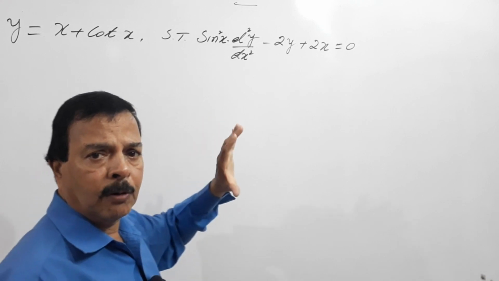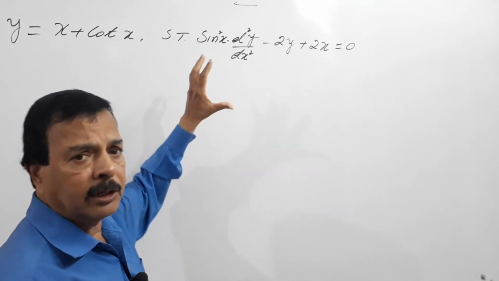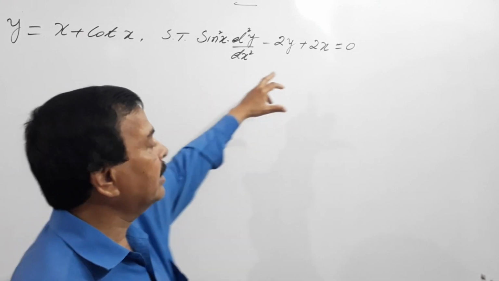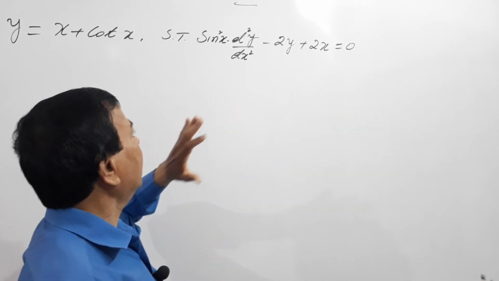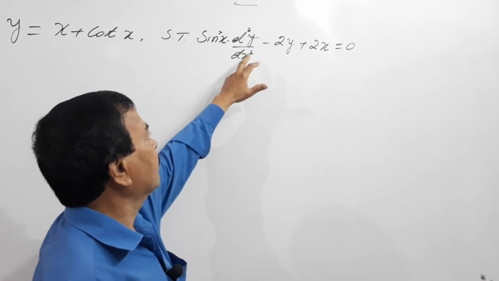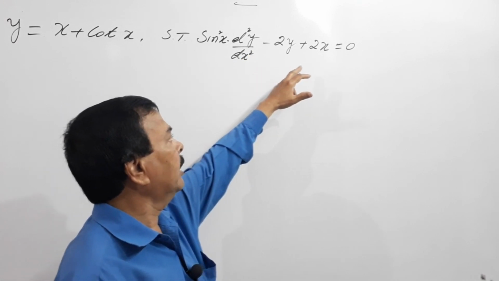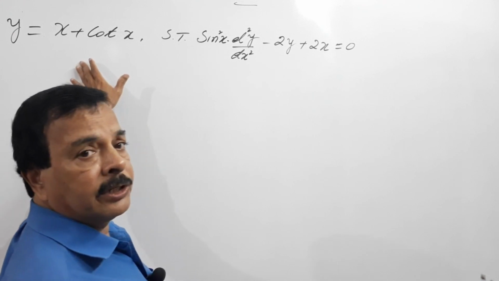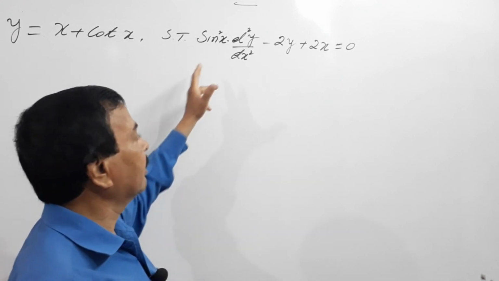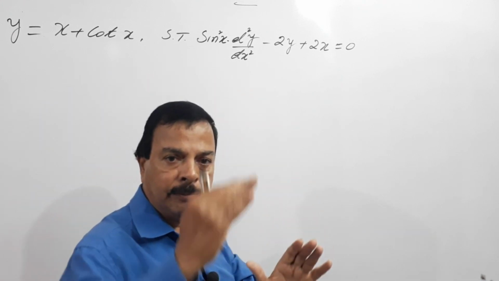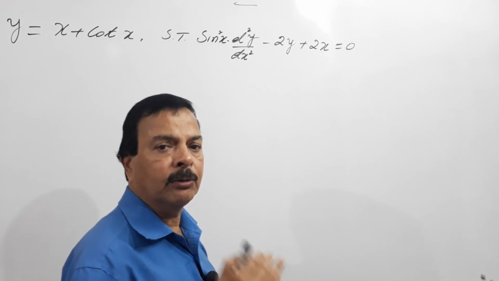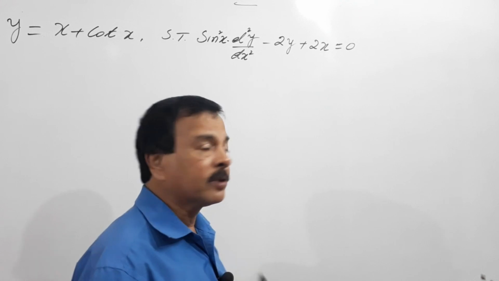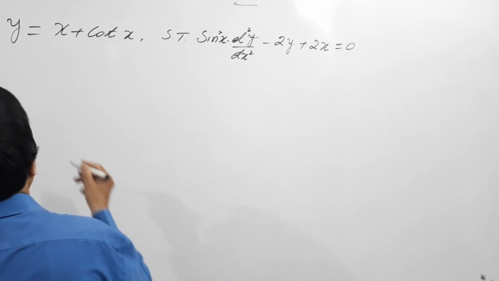So here, before getting the problem, try to understand the problem, try to analyze the problem, how to arrive at this solution. What happens here? He wants sin square x into d square y by dx square minus 2y plus 2x equals 0. It means to say that you have to differentiate this equation twice. If you differentiate, we will get to some level. From there, we will try to solve. I will show you, and I will teach you how to work out problems.